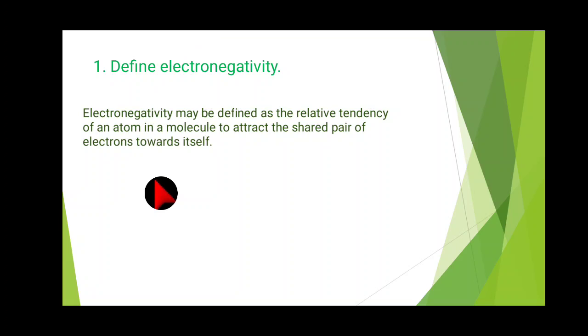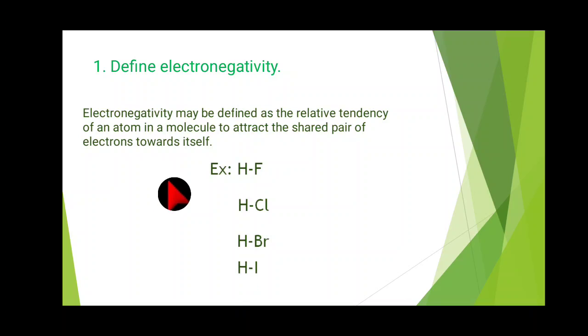So maybe halogens, fluorine, chlorine, bromine, iodine. So group number 17, we can find the halogens: fluorine, chlorine, bromine, iodine. These halogens have the tendency to attract the shared pair of electron with hydrogen. So for example, fluorine is bonded with hydrogen, chlorine is bonded with hydrogen, bromine is bonded with hydrogen, then iodine is bonded with hydrogen.